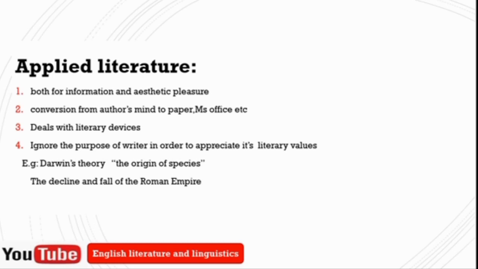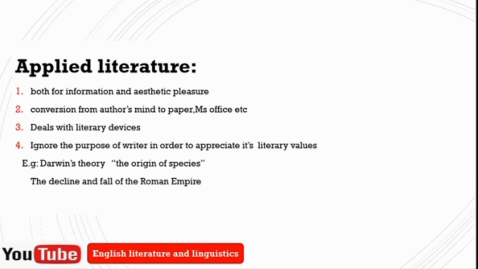Applied literature is that literature which is written for both information and aesthetic pleasure. It deals with literary devices such as style, diction, etc. In applied literature, a text will give us information with aesthetic pleasure. For example, Darwin's theory, The Origin of Species. This theory communicates certain information to the reader in an appropriate style.